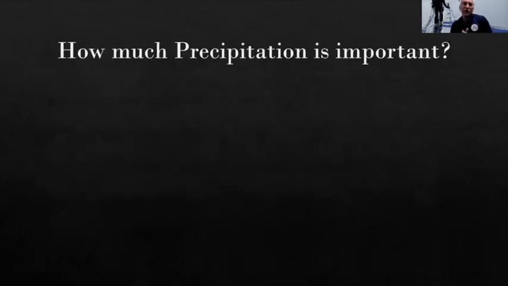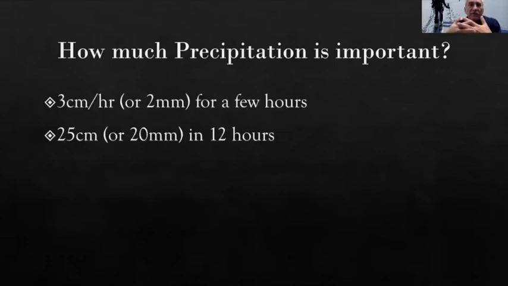Okay, so a couple of quick rules of thumb here for us. When we're looking at weather stuff, how much precip is important when we're looking at precipitation forecasts? Well, from your avalanche courses, you probably know about 3 centimeters an hour or 2 millimeters of precip for a few hours in a row. Probably you're going to get some direct action avalanches.